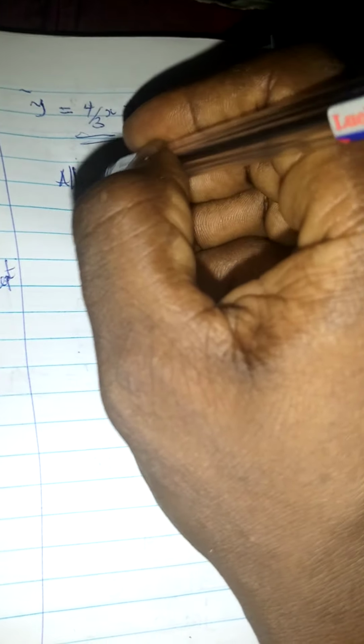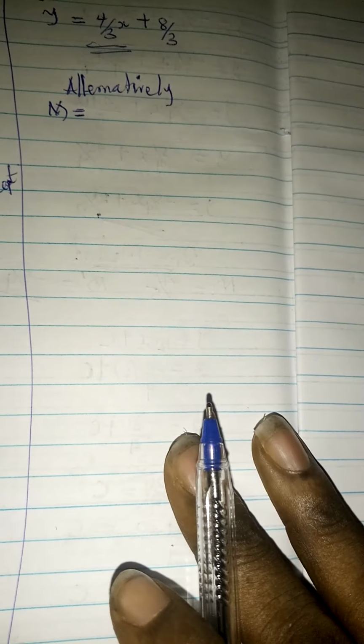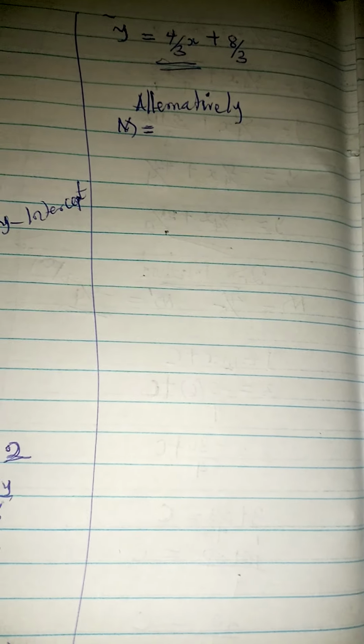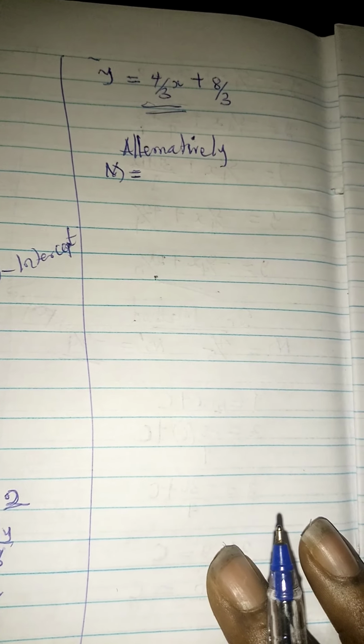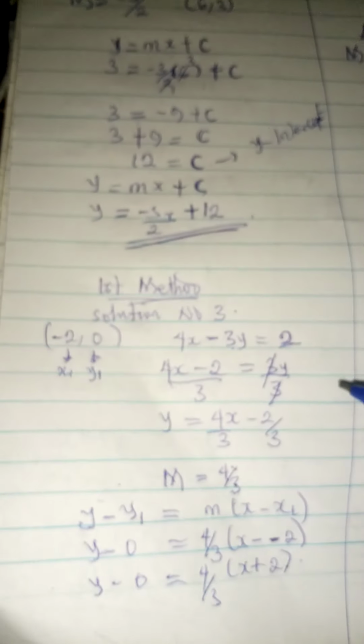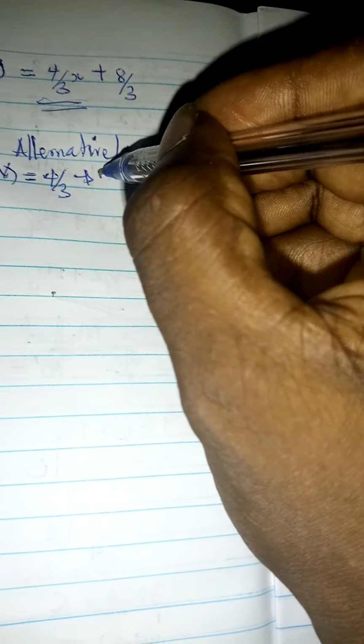Now alternatively, that is the alternate method, that is the second method. So we have a slope. I told you the other time that anytime you are working with either of the methods, you are still going to find your slope. That is the first thing before you now move on. So the slope here is 4/3. You can see 4/3 is the slope, and the slope is parallel. It's a parallel slope, so there's no need to tamper with the slope.